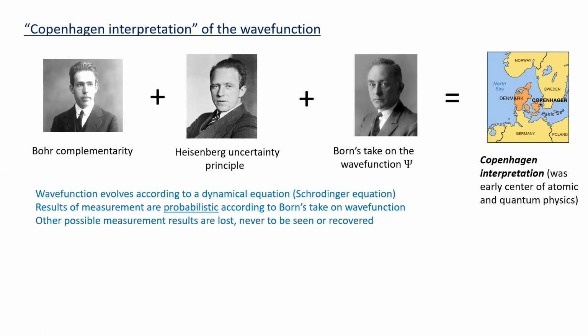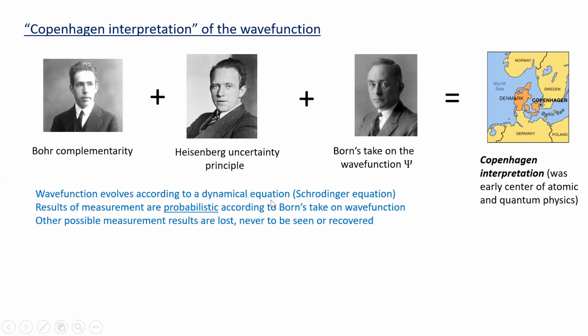So to put it another way, or to summarize, the wave function, the guiding wave for a particle, evolves according to a dynamical equation. That's the Schrödinger equation, which we will get to next class. The results of a measurement are probabilistic, according to Born's take on the wave function. That is, that psi squared represents the chance of finding a particle at a given place.